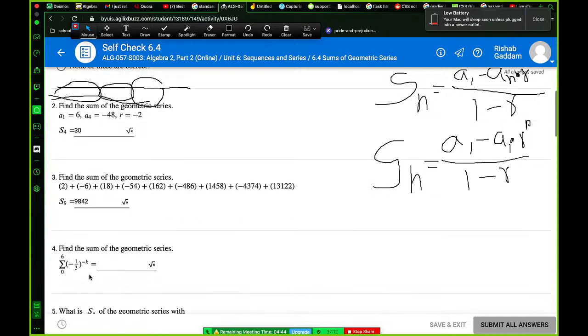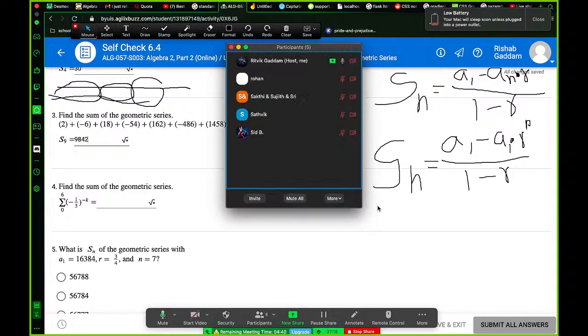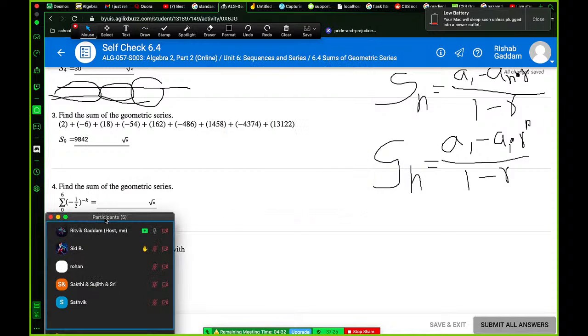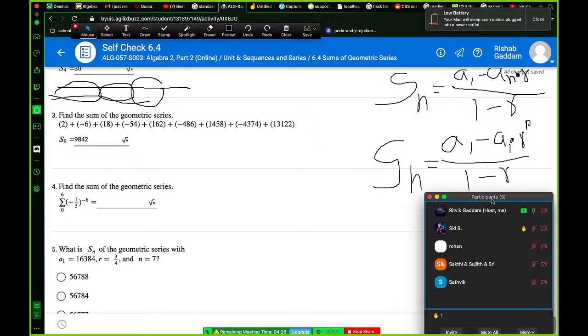Okay, so let's move on to number 4. If you want to do number 4, then raise your hand in the chat. Sakti, do you want to do this one? My brother isn't here, but I guess I'll go ahead and answer.